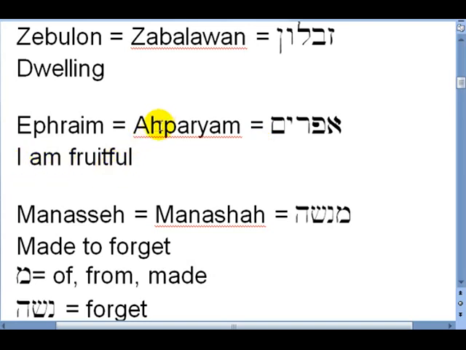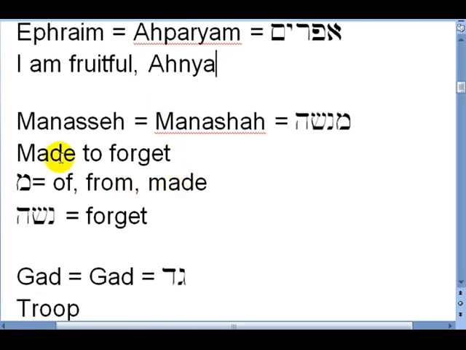The A at the beginning of a word is I or I am, which the longer form of the A at the beginning would be Anya, which is me or my or I, you know. Alright, so Anya, which is I am fruitful, and then par, what you see right here, par is fruit, and then the yum at the end of the word makes it plural. So a Paryum is I am fruitful.